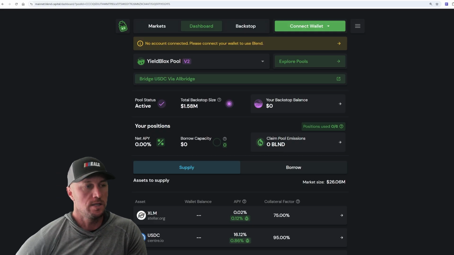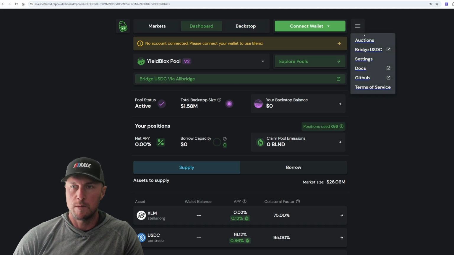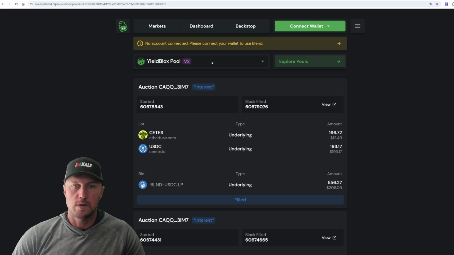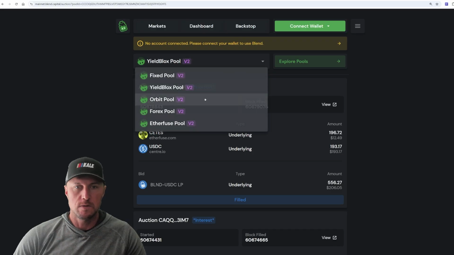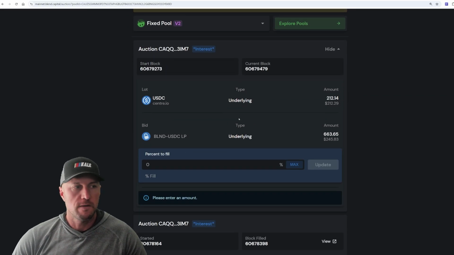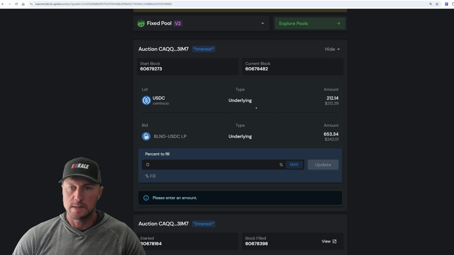Let's check out a live auction that's happening right now so we can explain that a little bit. So here I've got pulled up the yield blocks pool. Up here in the hamburger menu, we can go to auctions, and actually now it's filled. Let's hop over to the fixed pool and see if we can find one there. There we go. Now we have a live auction going on with the fixed pool. You can see the lot, that is the assets you would receive. And here's the bid right here. This auction is currently ongoing. It looks like we're past the midway point.